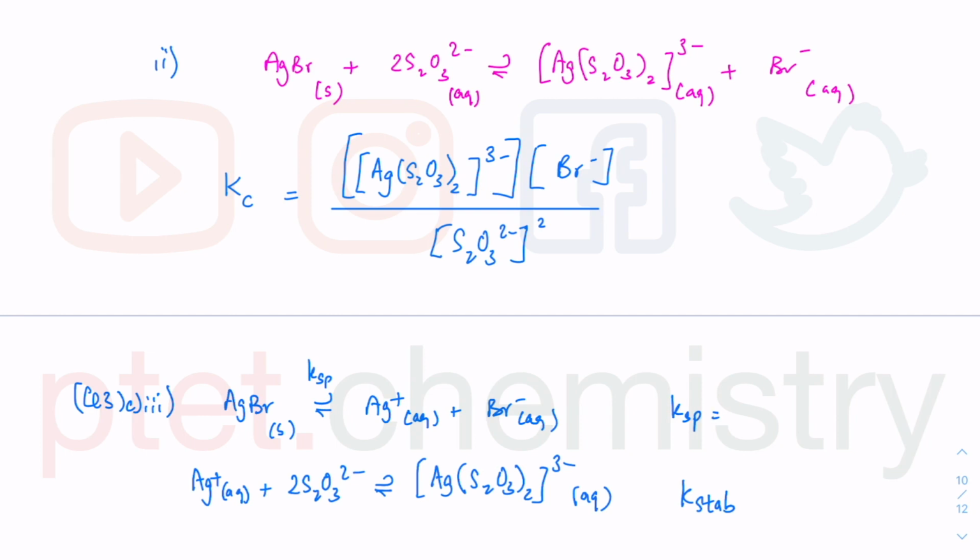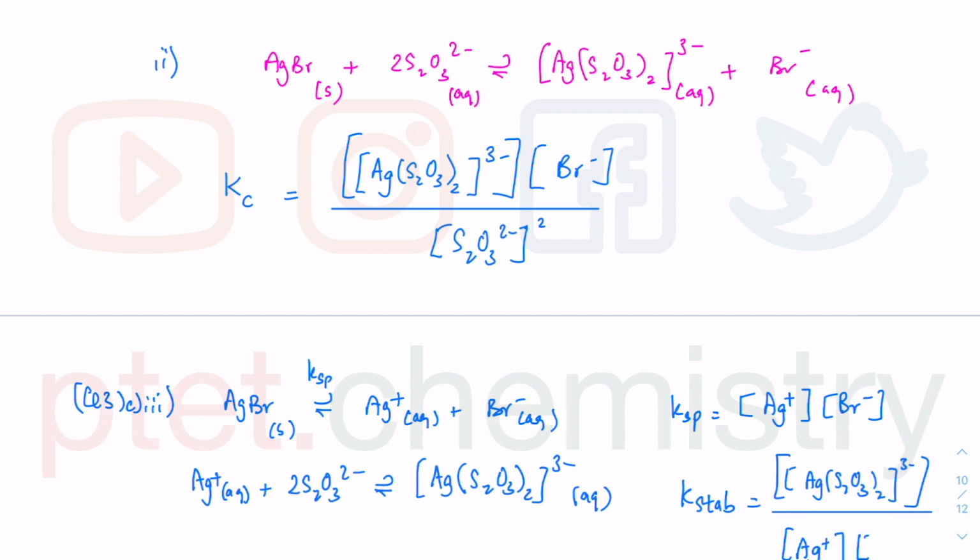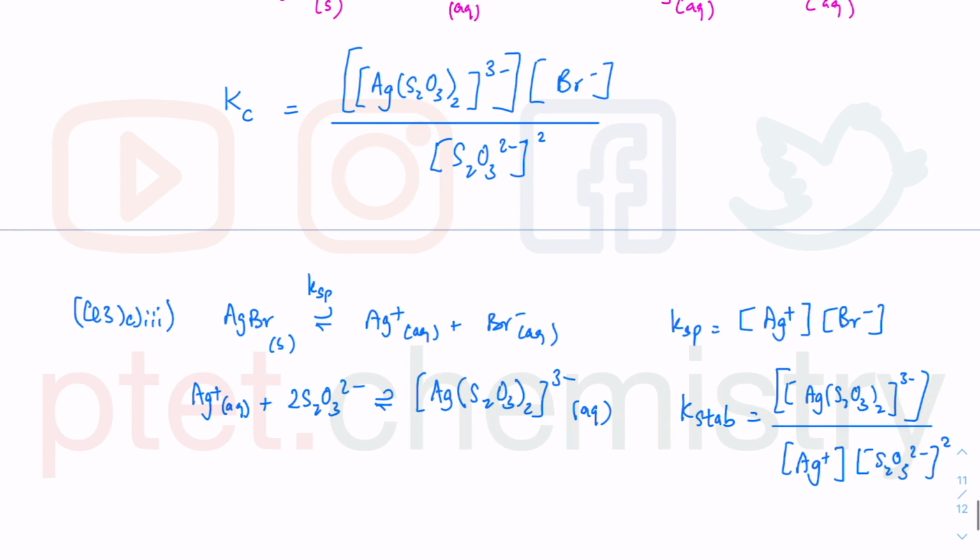So my KSP is equal to the concentration of Ag plus times the concentration of Br minus, to the power of 1 according to this expression, following the solubilizing of the silver bromide like that. And from here our K step is going to be the concentration of Ag(S2O3)2 3 minus, don't forget the concentration in a big square bracket, divided by the concentration of the Ag plus aqueous as well as S2O3 2 minus squared. I have Ag plus there, I have Ag plus there. Obviously, they are not going to be required because there's no Ag plus concentration in the overall expression.